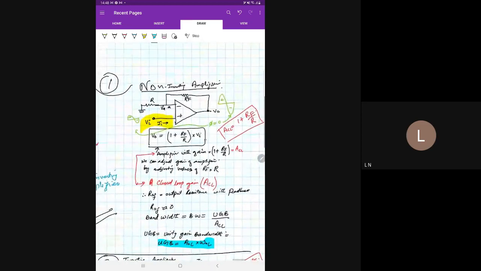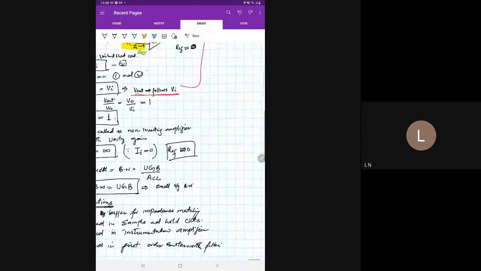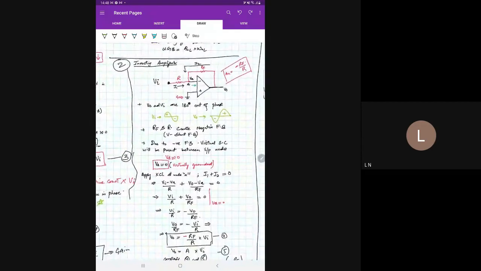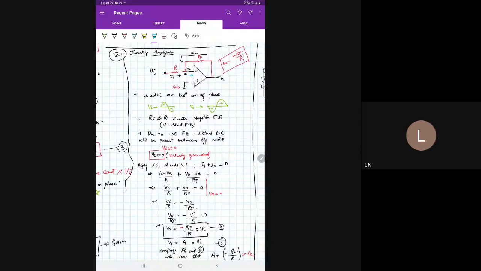So that was all about the non-inverting amplifier. Please remember that the non-inverting amplifier has a gain equal to 1 plus Rf by R. Okay, now the second circuit that we would like to discuss here is the inverting amplifier.